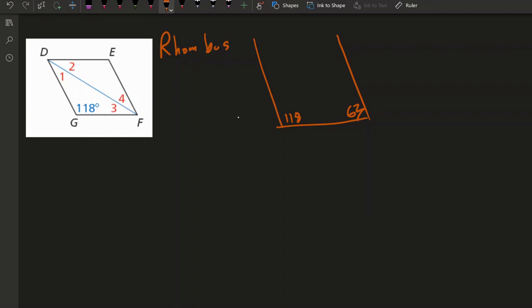But if angle GFE is 62, and if this is a rhombus, I know that that diagonal is going to cut that angle in half. So 62 divided by 2 is 31. I know that each of these angles is 31. And then since it's a parallelogram, the opposite angles are congruent, and they're also being bisected, so each of these is 31 as well.